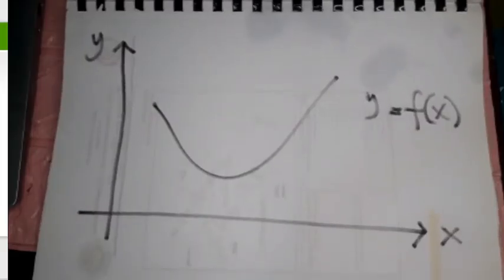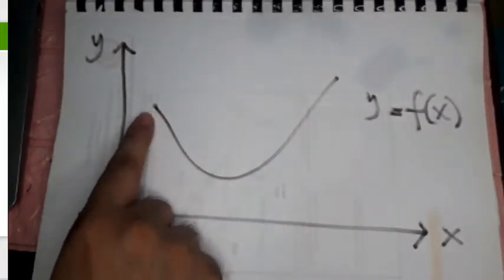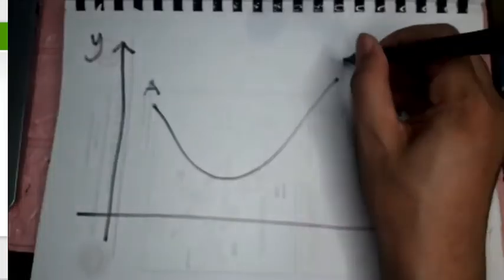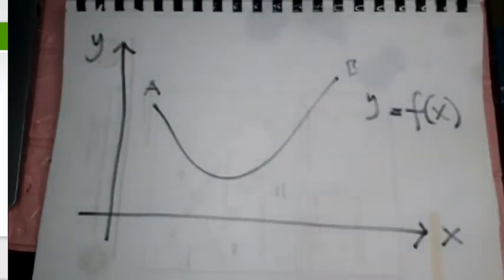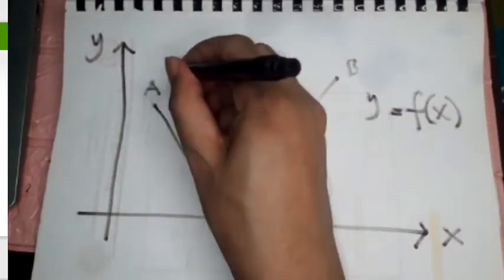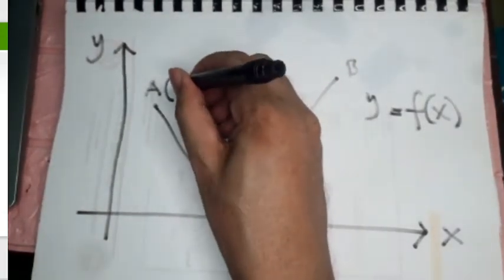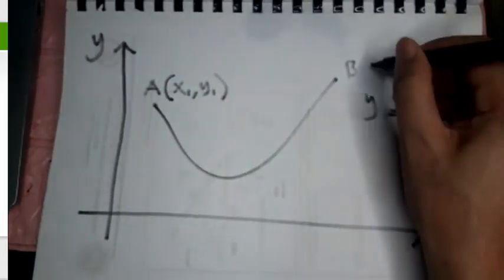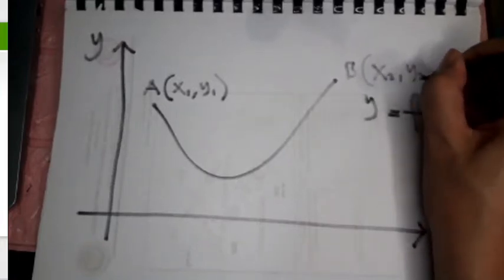So this is the graph. Starting from this point, we have the starting point A and end point B. This is a curve. So this point A has a coordinate x1, y1. And the point B, we have the coordinate x2, y2.